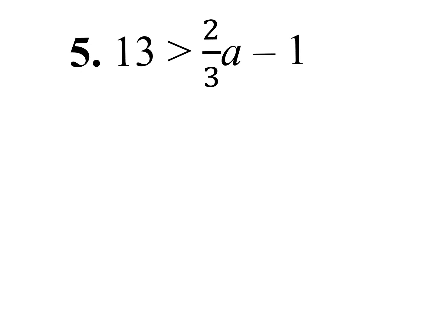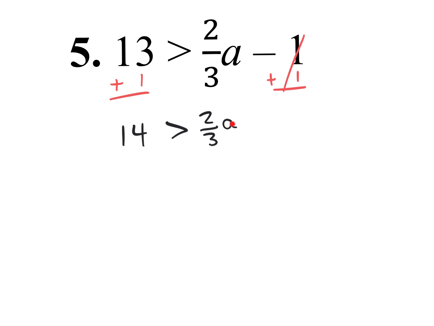Number 5, we want a by itself on the right side of the inequality. So I need to get rid of that minus 1 by doing plus 1. And that cancels out. What I do to one side, I must do to the other. What I have now is 14 is greater than 2/3 with an a.